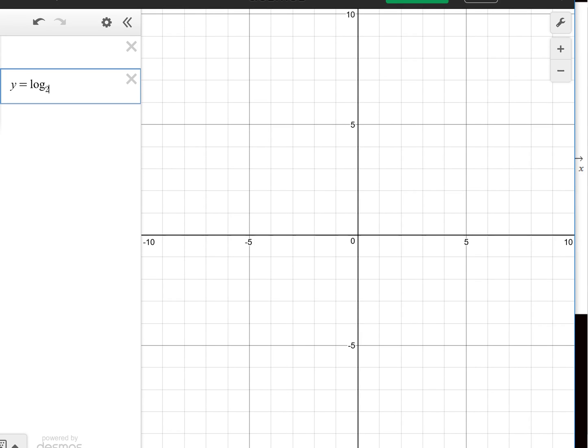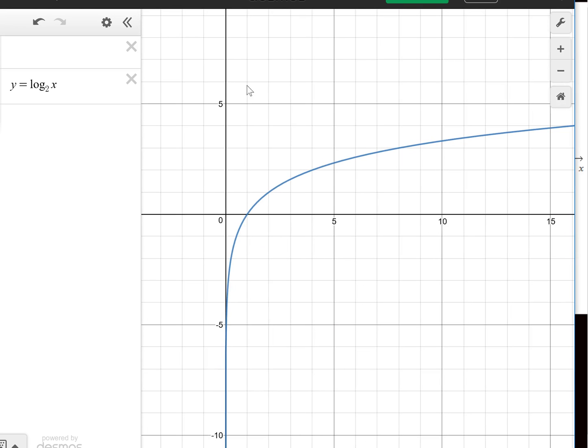So look at that. Okay, so log base 2 of x. So we put that in. You can see we have a nice function here, and we know that that is the inverse of 2 to the x. So if we wanted to do y equals log, let's say, base 3, I feel so empowered now that I know that.